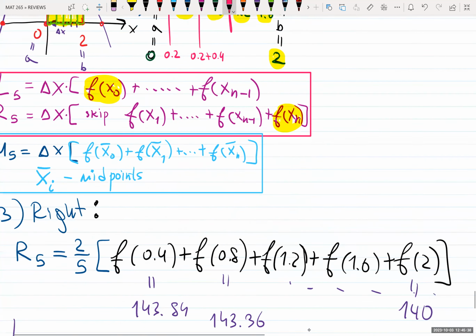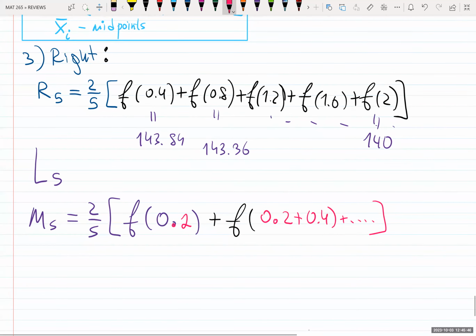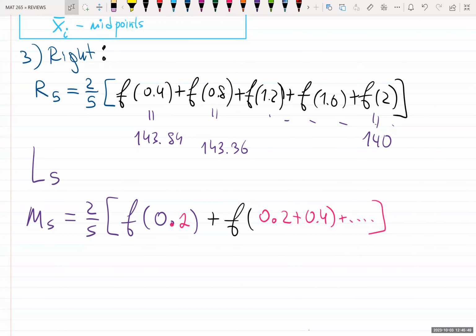So let me write this down. 0.2 plus step size, 0.4, and so on. That's the midpoint. And then you give the answer. What is that? Right one, I have the answer in front of me, 28448.